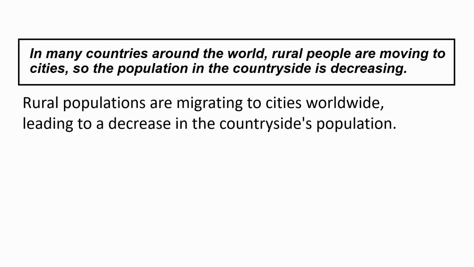Now the third step is to paraphrase. This is my paraphrase. Let's read it together. Rural populations are migrating to cities worldwide, leading to a decrease in the countryside's population. So instead of rural people, I used rural populations, and instead of are moving to cities, are migrating to cities, and instead of in many countries around the world, I used worldwide. For the second part, instead of so, I used leading to. Instead of is decreasing, I used a decrease in, so I changed the part of speech. Decreasing as a verb changed to decrease, a noun. And instead of the population in the countryside, I used the countryside's population.